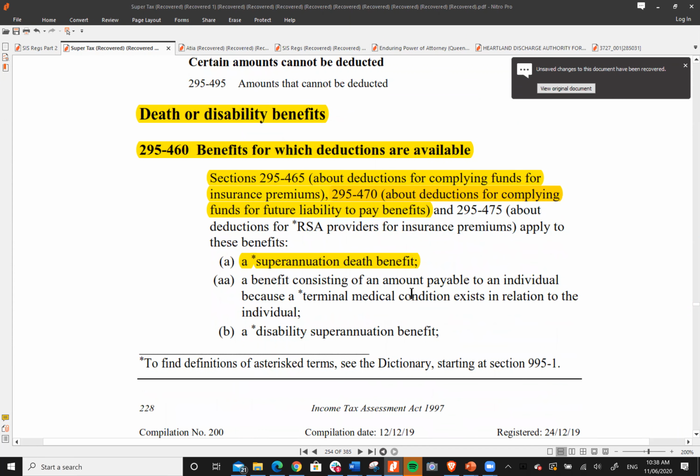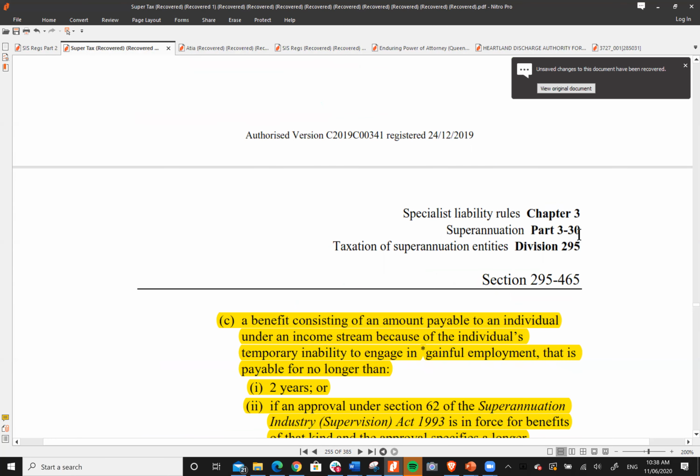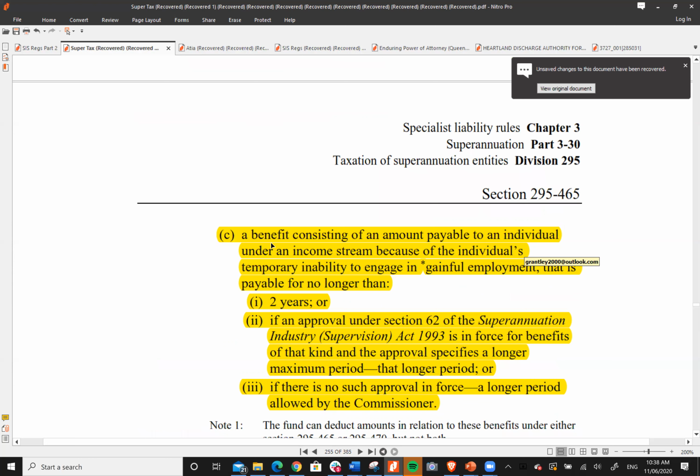A benefit consisting of an amount payable because of a terminal medical condition, which is not the case. A disability superannuation benefit, that's a permanent disability. And what we are looking at is this: a benefit consisting of an amount payable to an individual, Angel, under a non-commutable income stream because of the individual's temporary inability to engage in gainful employment, which we've already worked out under the D, and also under the SIS Act, that is payable for no longer than 2 years, or if an approval under Section 62 of the SIS Act is in force for benefits of that kind, and the approval specifies a longer minimum period, that longer period.